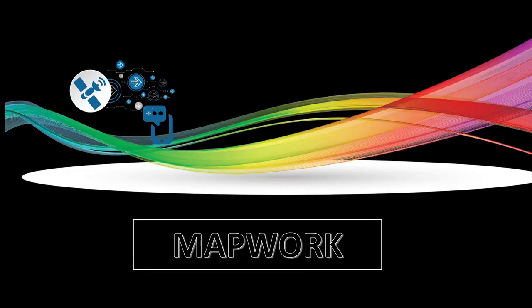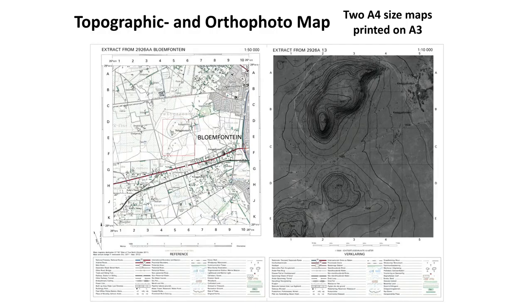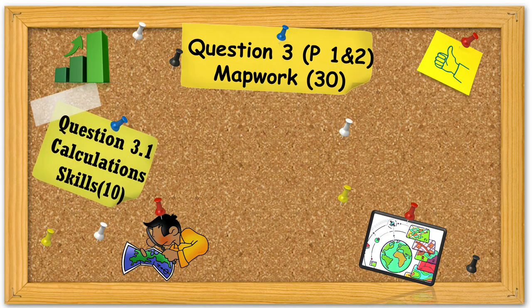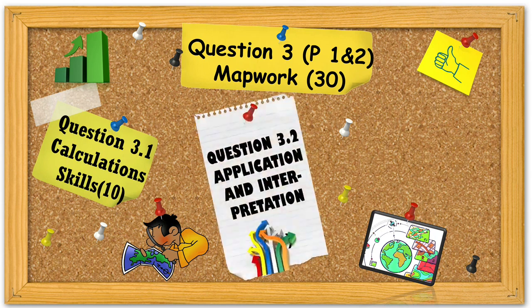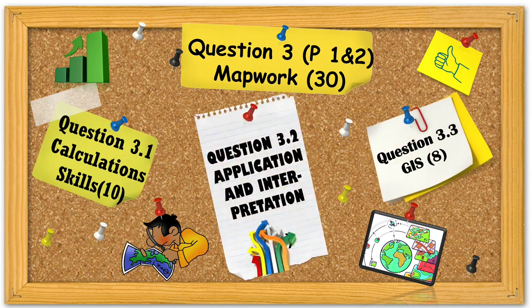And then very lastly, I'm just going to rush through this quickly. When it comes to the Mapwork section, you can expect a topographical map and an orthophoto map. They're usually A3 in size. 30 marks, we've mentioned this already. 10 marks on skills, 12 marks on interpretation, and 8 marks on GIS.